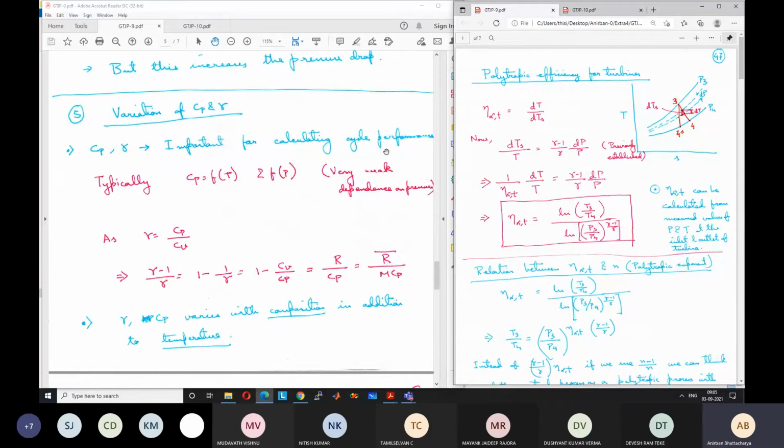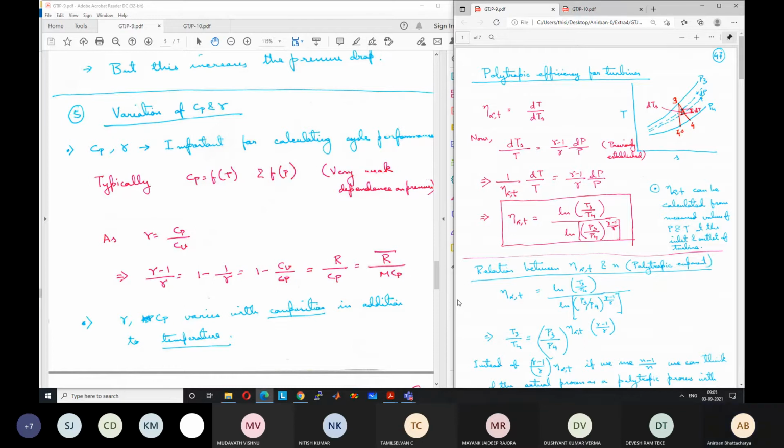So the next point is variation of the gas properties. For ideal cycles, we generally assume that the working fluid is air. If there is a problem, say in your exam or in an assignment, where it is mentioned that there is an ideal cycle and it is not mentioned what the working fluid is, you should take air as the working fluid with the air properties.